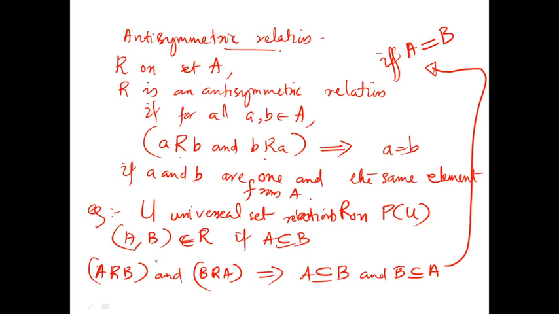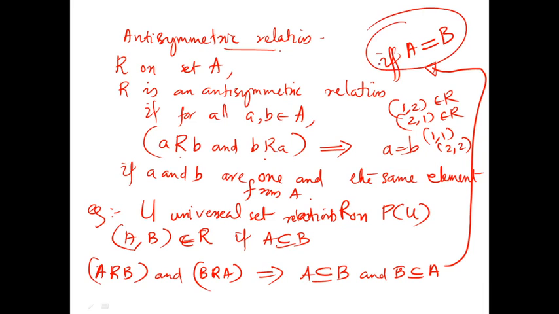Okay. I am just taking an example for making the concept of anti-symmetric relation clear. So this is the case. Both a related to b: (1,2) element of R, (2,1) element of R. It means that (1,1) or (2,2) should be there. So that's the thing. 1 should be equal to 2 or 2 should be equal to 1. So that is possible when 1 is equal to 1 or 2 is equal to 2. So if (1,2), (2,1) are present, then (1,1) or (2,2) should be present. Okay. So that is the property of this anti-symmetric relation.